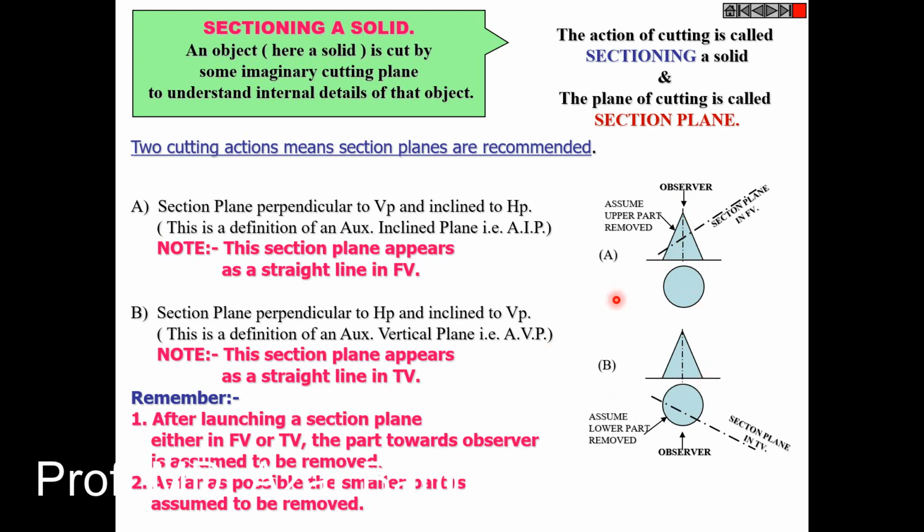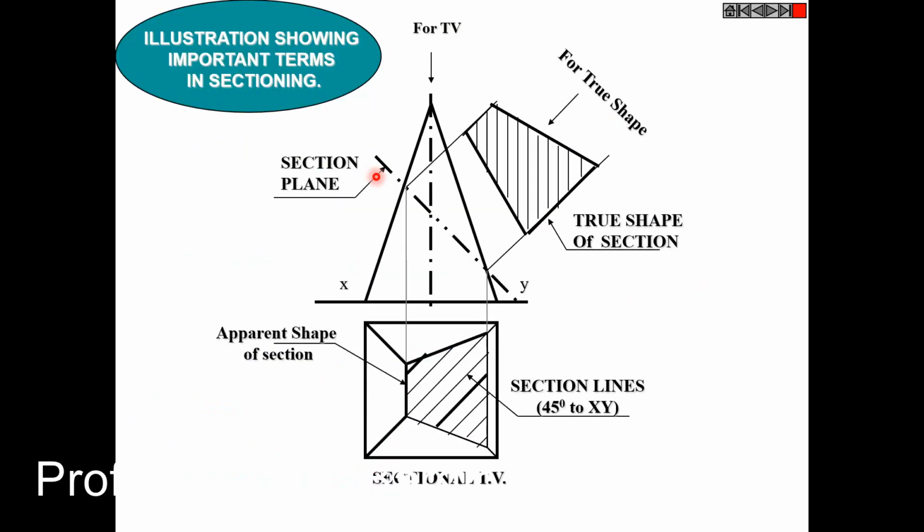In the second figure, that is figure number B, in the statement they will give you the section plane with respect to VP. So we are going to use the section plane in the top view, and we are assuming that after using this section plane, this portion of the solid is removed, and the observer is looking from this end, and you will get a sectional front view. Likewise, an example is given in this.